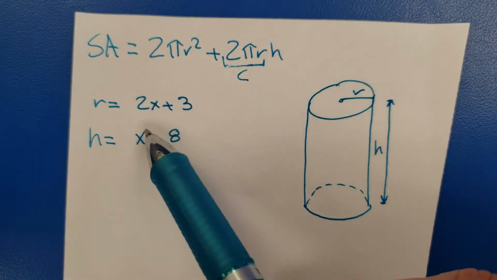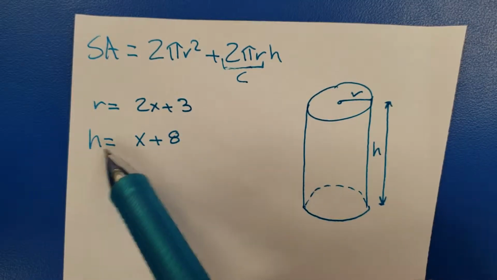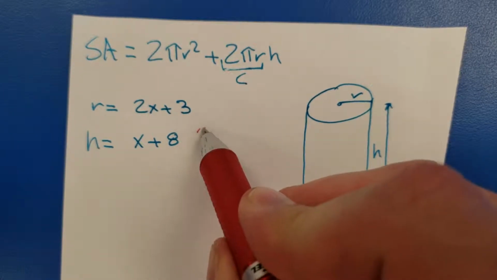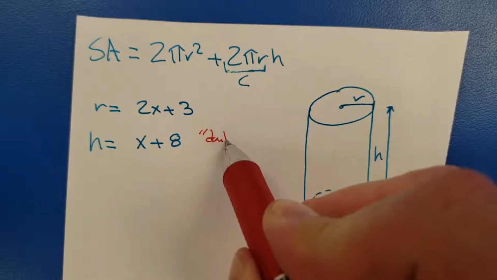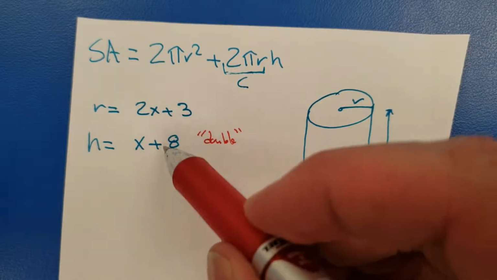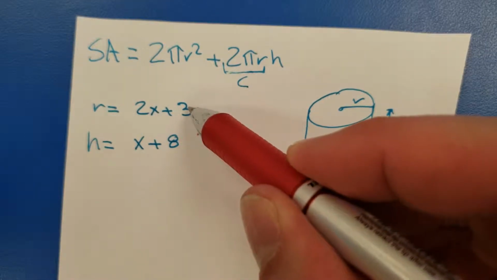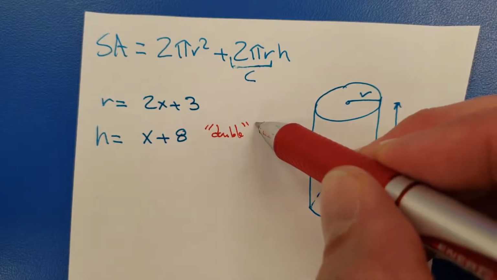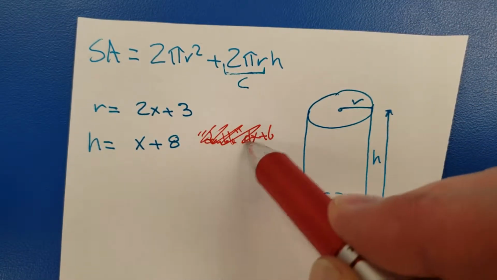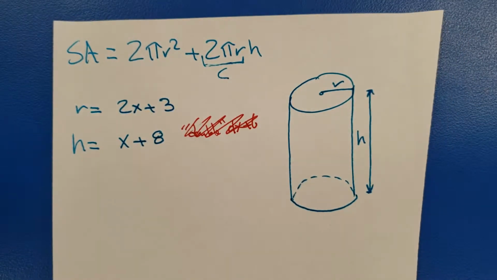So here's the problem. I'm going to tell you the radius is 2x plus 3. I'm going to tell you the height is x plus 8. Now there is a harder problem where I say the height is double. Okay? So if that were the case, if the height were double, then you just take these pieces and you double it. So if that were the problem, then you'd say 4x plus 6, okay? But that is not the problem we're doing right now. We're doing this one, okay?